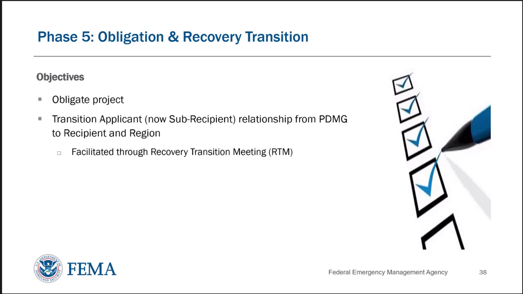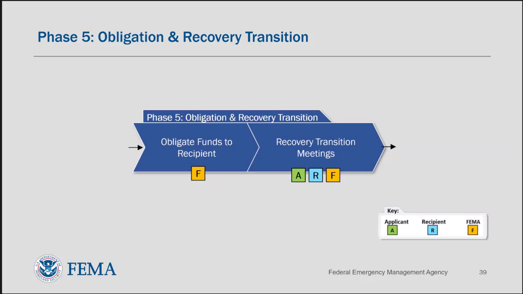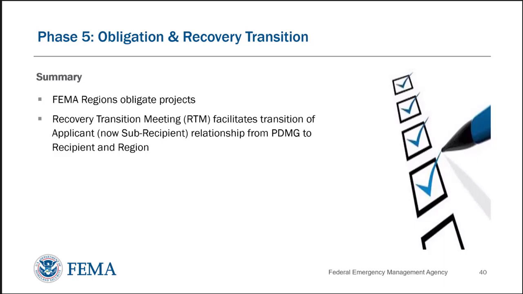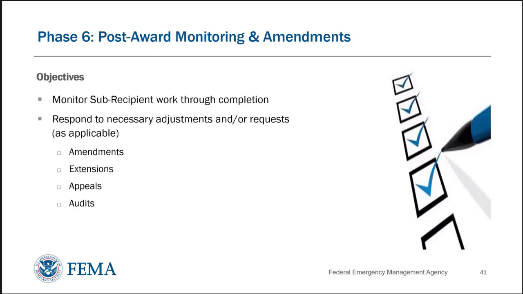You get all that facilitated, this final thing, through the recovery transition meeting. Obligate funds to recipient, recovery transition meeting. Everybody's in on that one. FEMA regions obligate projects. The recovery transition meeting facilitates the transition of the applicant from the PDMG to the recipient. Basically, a handoff. And in phase 6, now the applicant, who is a subrecipient, you're working toward completion.